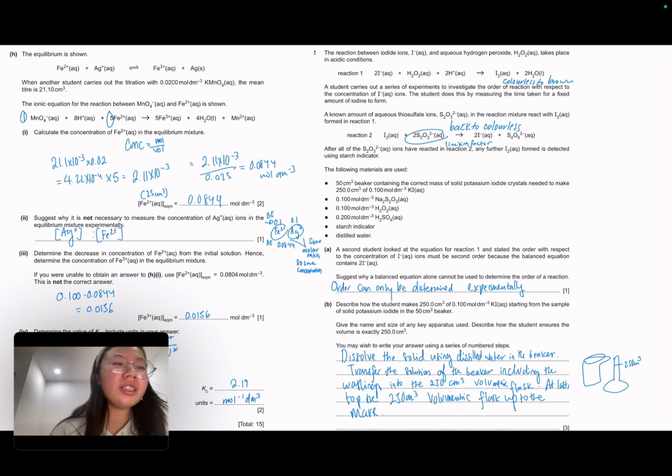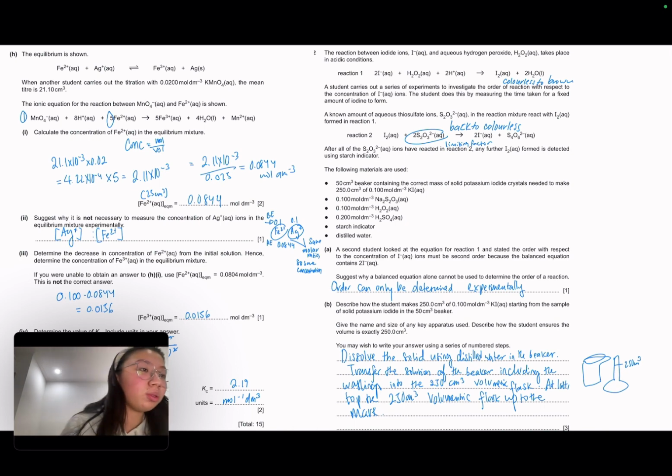So first thing you want to do is dissolve the solid using distilled water in the beaker. And second thing is to transfer the solution in the beaker, including the washings, because usually when you transfer something, you don't transfer the whole thing entirely. Some solution might get stuck on the walls of the beaker and so on, right? So you want to include the washings and rinse it multiple times into the 250 cm³ volumetric flask.